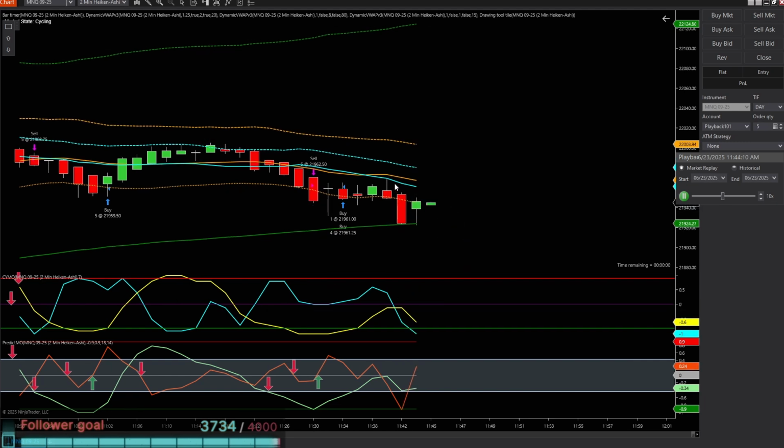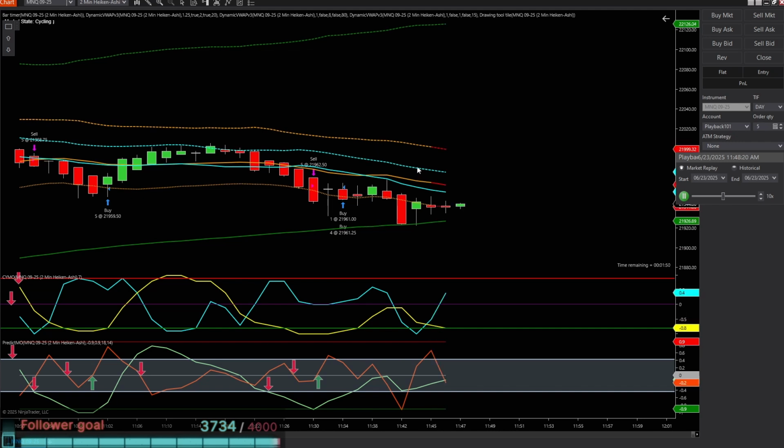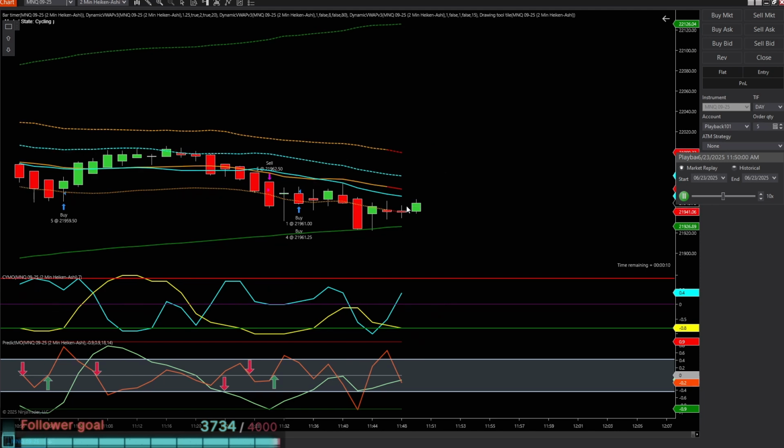This VWAP right here, guys, isn't your standard VWAP. This is something that I designed that is a VWAP on steroids, okay? It's designed for the type of market we have in 2025. The orange VWAP changes color whenever the market is cycling. It remains orange, and whenever the market begins to trend, it turns red, okay? Whenever price is inside the orange bands, the market is said to be cycling. Whenever it goes outside of the orange bands, the market is said to be trending.